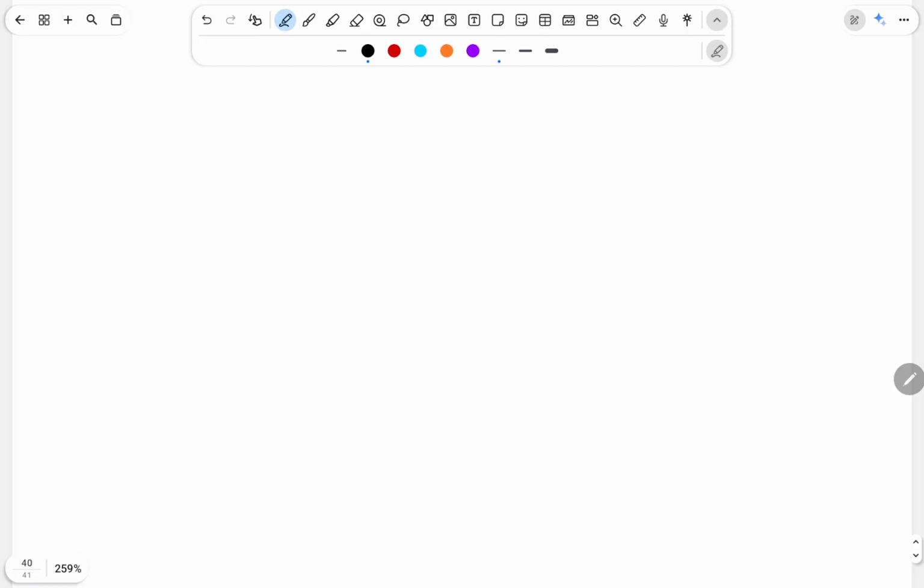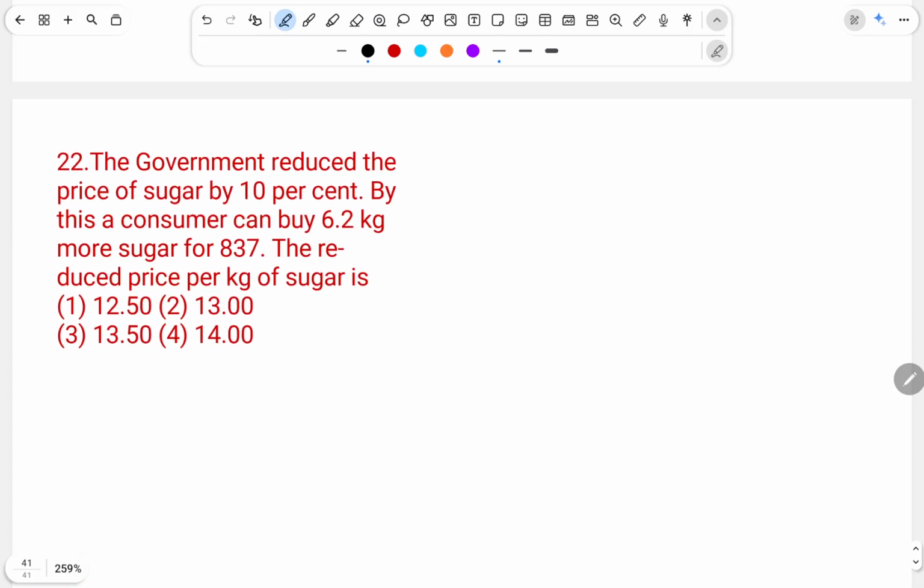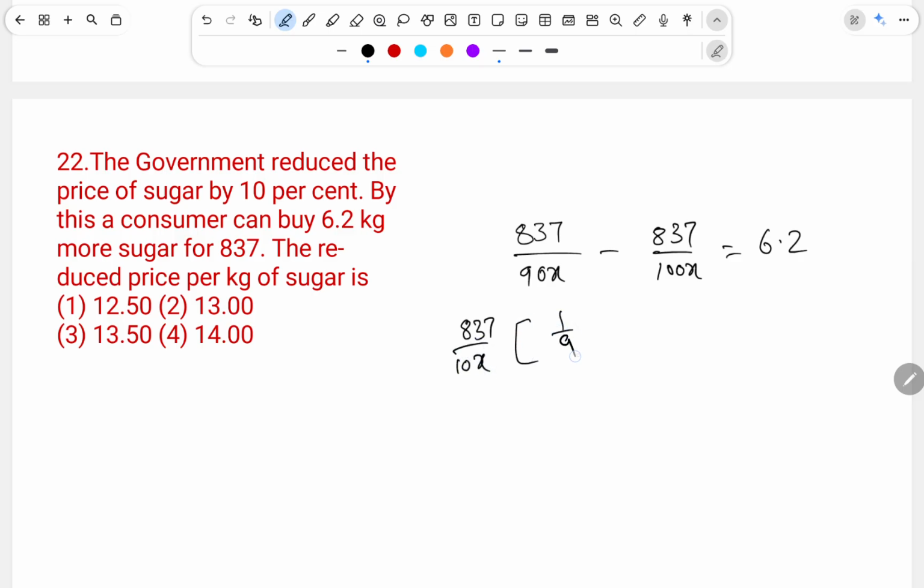Then next, the government reduced the price of sugar by 10%. By this, a consumer can buy 6.2 kg more for 837 rupees. The reduced price per kg of sugar is? 10% reduction means it should be 90x. Original must be 100x. So 837 by 90x minus 837 by 100x is equal to 6.2 kg. Now in this, common is 837 by 10x. Then 1 by 9 minus 1 by 10 is equal to 6.2.